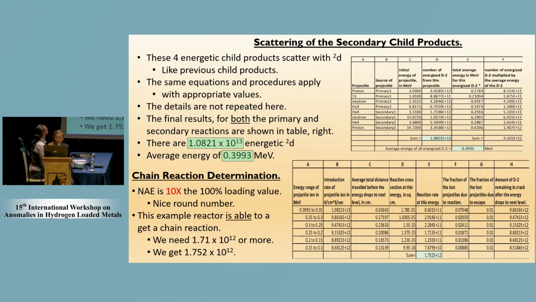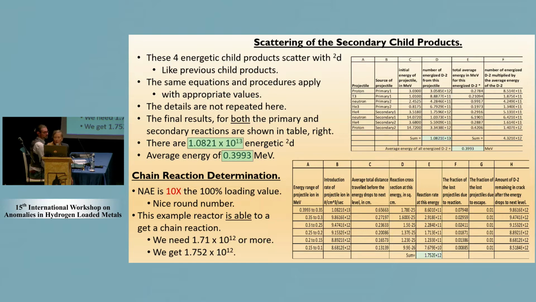These 4 energetic child products scatter with the D2 just as the previous child products did. The same equations and procedures apply using appropriate values. The final results for both the primary and secondary reactions are shown here. There are 1.082 times 10 to the 13th energetic D2 with an average energy of 0.399 MeV.